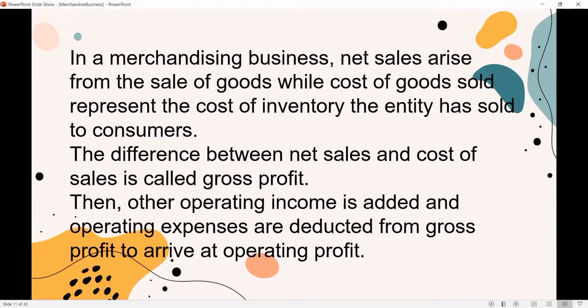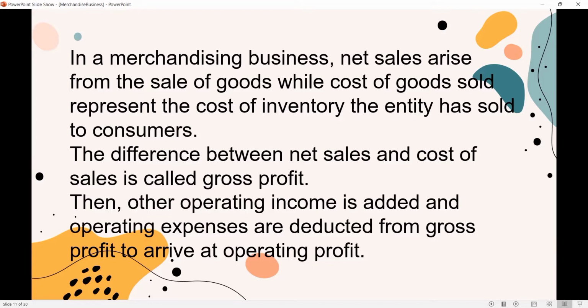In a merchandising business, net sales arise from the sale of goods, while cost of goods sold represents the cost of inventory the entity has sold to consumers. The difference between net sales and cost of sales is called gross profit. Then other operating income is added and operating expenses are deducted from the gross profit to arrive at operating profit.